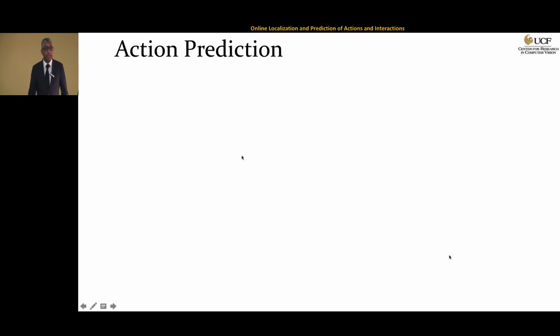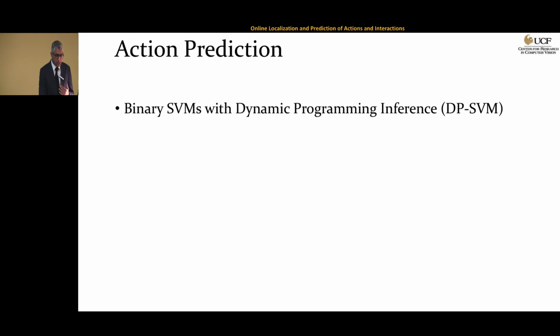Now, once we have detected this action using CRF, our next step in that particular frame at time t is to predict what the action is based on its location. So we perform action prediction based on two approaches. In the first approach, we learn binary SVMs, and we use those binary SVMs along with a dynamic programming approach to accumulate scores in the testing video.